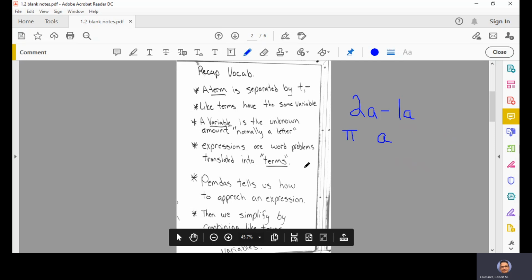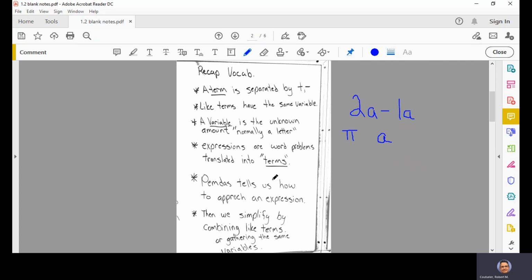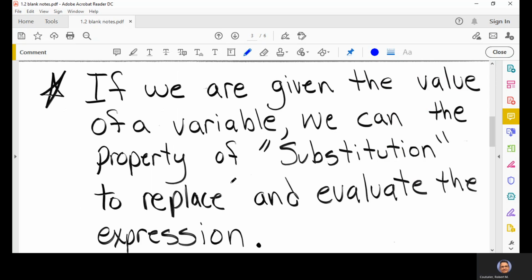Going on, we have PEMDAS. PEMDAS tells us how we need to approach an expression. So what do we do first? When we plug everything in, what do we do next? Where do we start? PEMDAS: parentheses, exponents, multiplication, division, addition, and subtraction. This tells us how to approach an expression and where to start doing the math first.